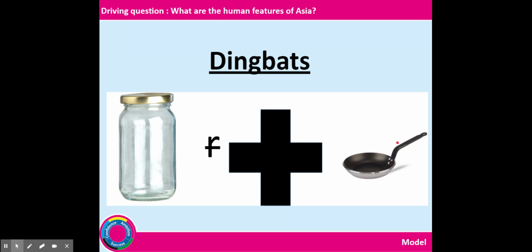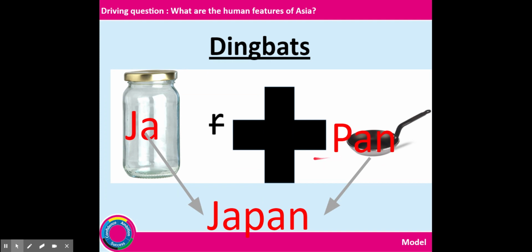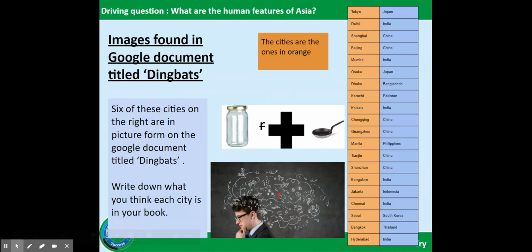For instance, let's look at these sets of images, and this is a country in Asia. If we combine the jar here on the left without the R, so it's just jar, and then add it to a pan, so if we go jar or Japan, so hopefully I'd be able to identify that it is Japan. So the images represent Japan. So I'd write Japan if I had that.